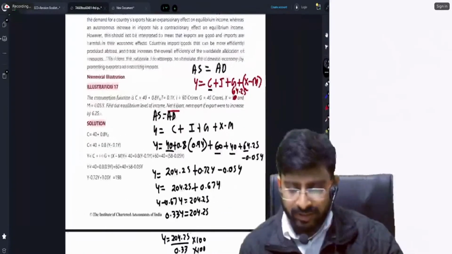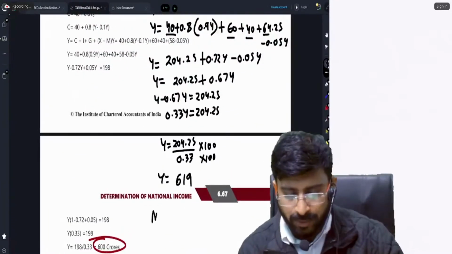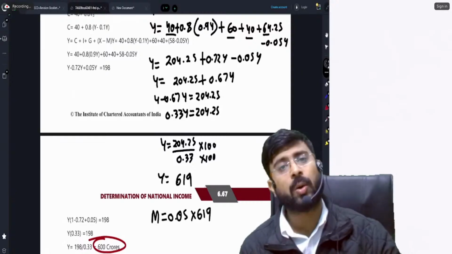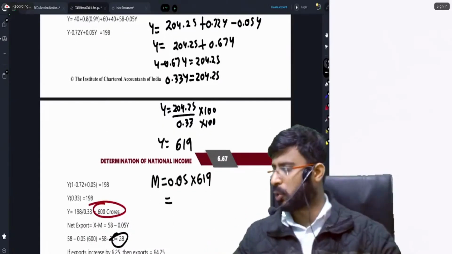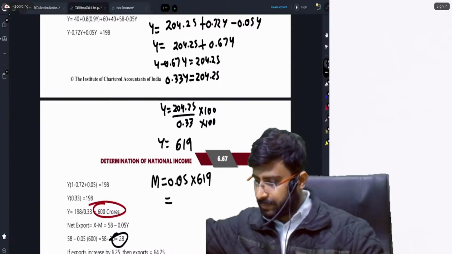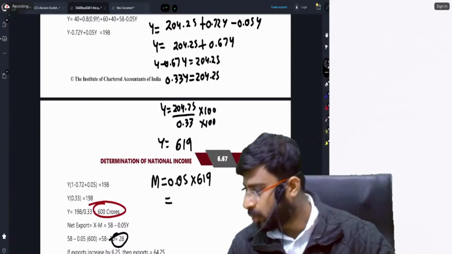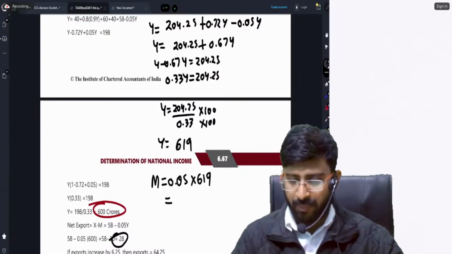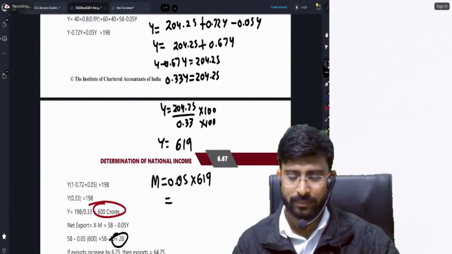Okay. Now, friends, what is import? 0.05. So import will be 0.05 into 619. Yes or no? New imports. I am telling new import. So what is the value of new import, everyone? 5% of 619. How much is it? Come on, I'm waiting.